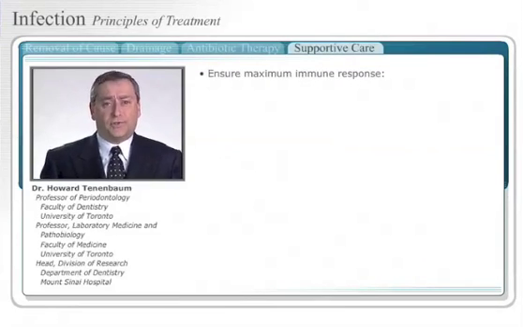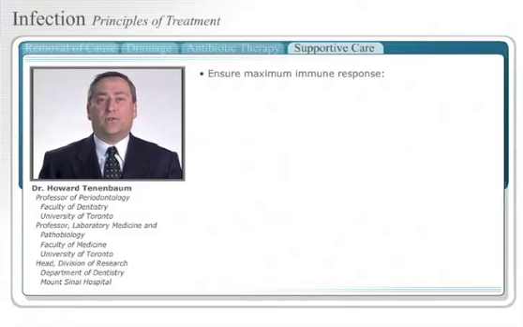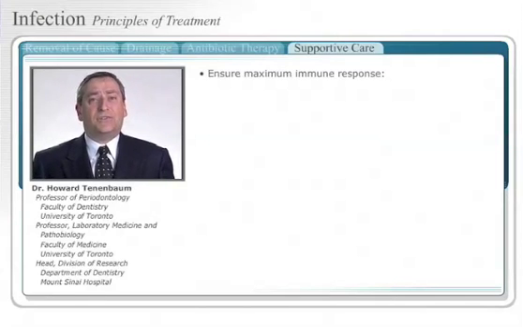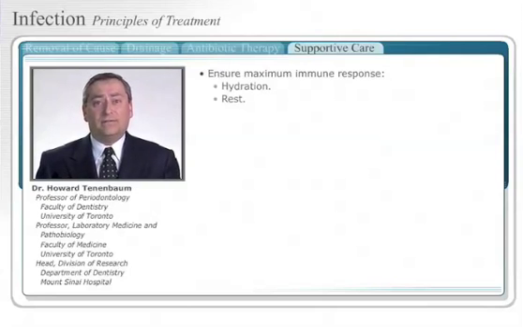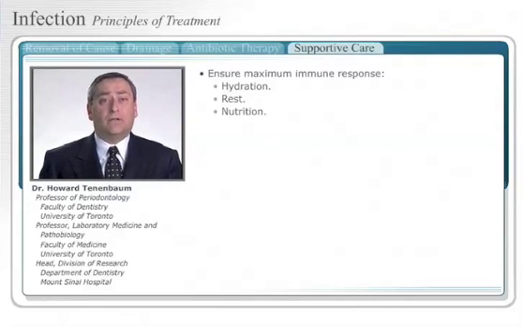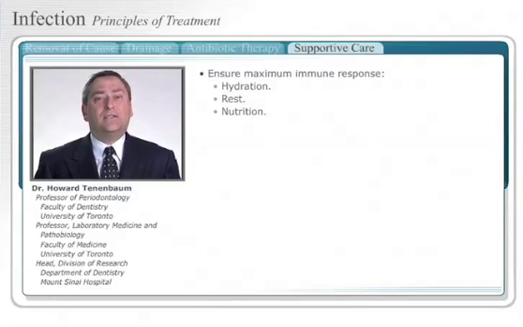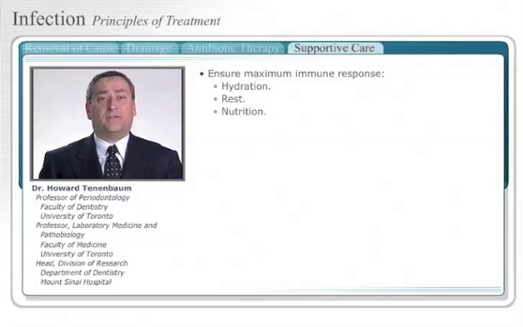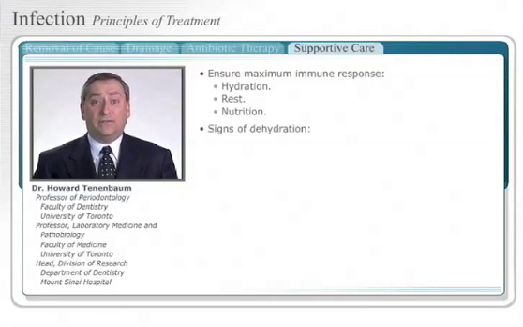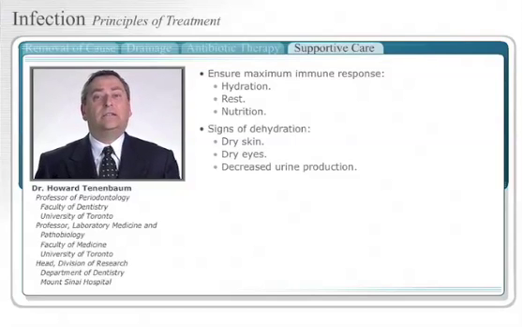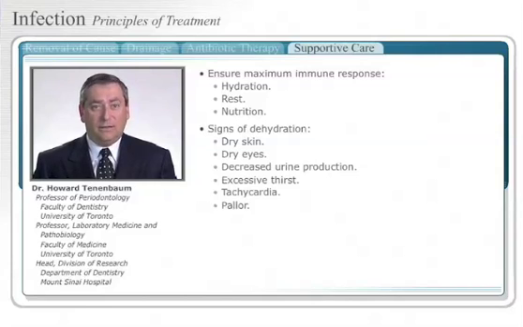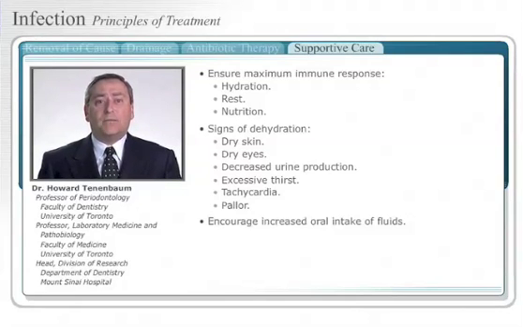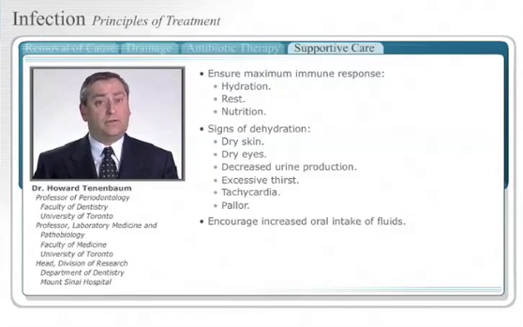It is important to ensure a maximum immune response to resolve infection. Essential factors are hydration, rest, and nutrition. Of these, dehydration is of particular concern when treating infection. Signs of dehydration include dry skin and eyes, decreased urine production, excessive thirst, tachycardia, and pallor. Fluid intake must be among the first treatment priorities, and the clinician should strongly encourage increased oral intake.